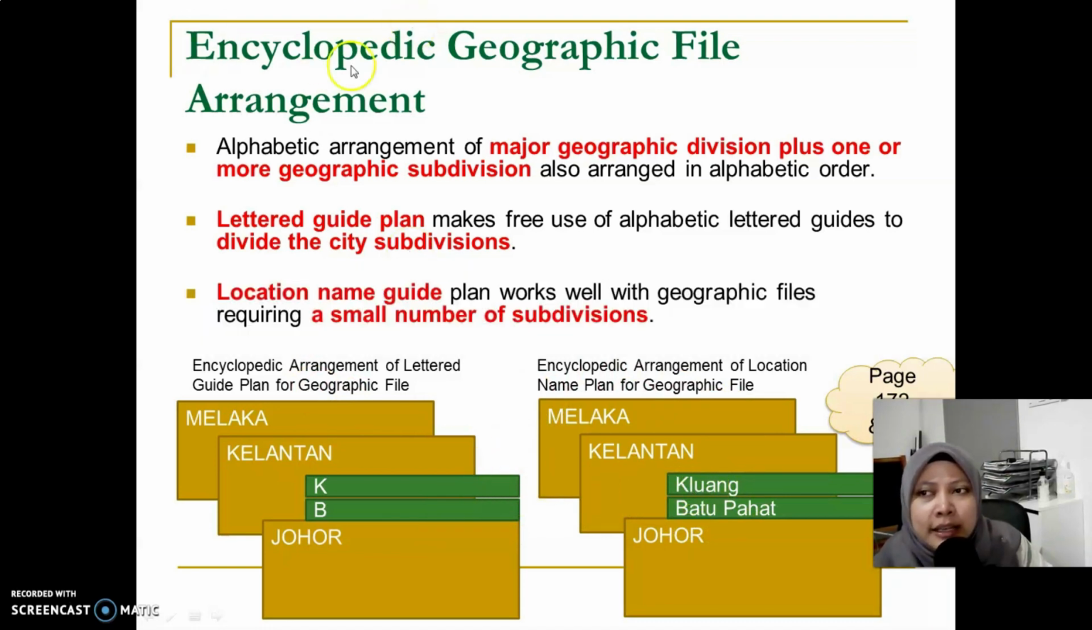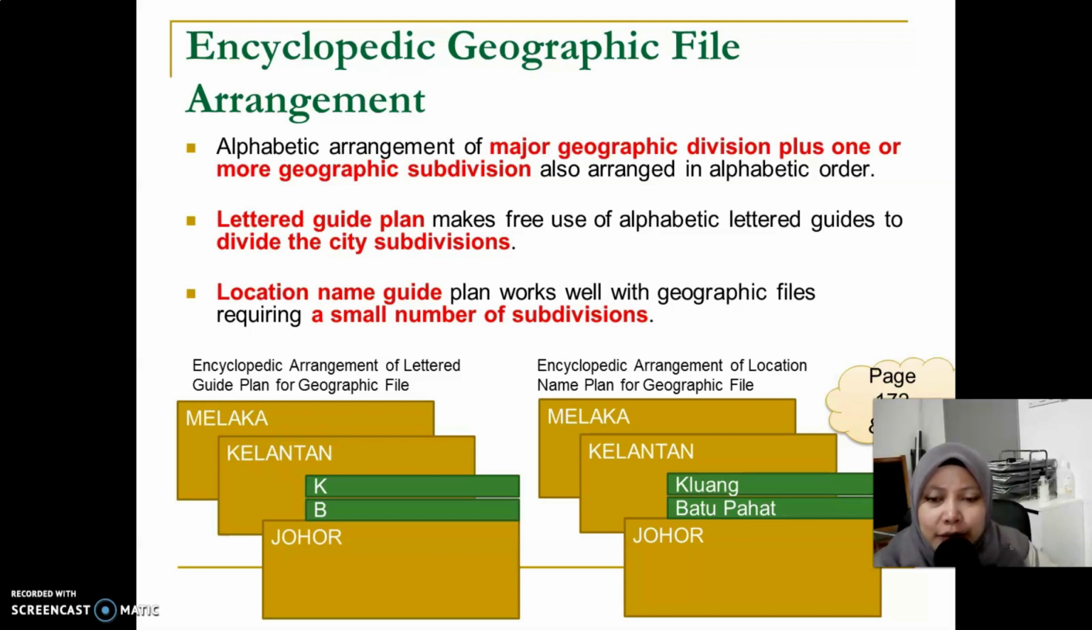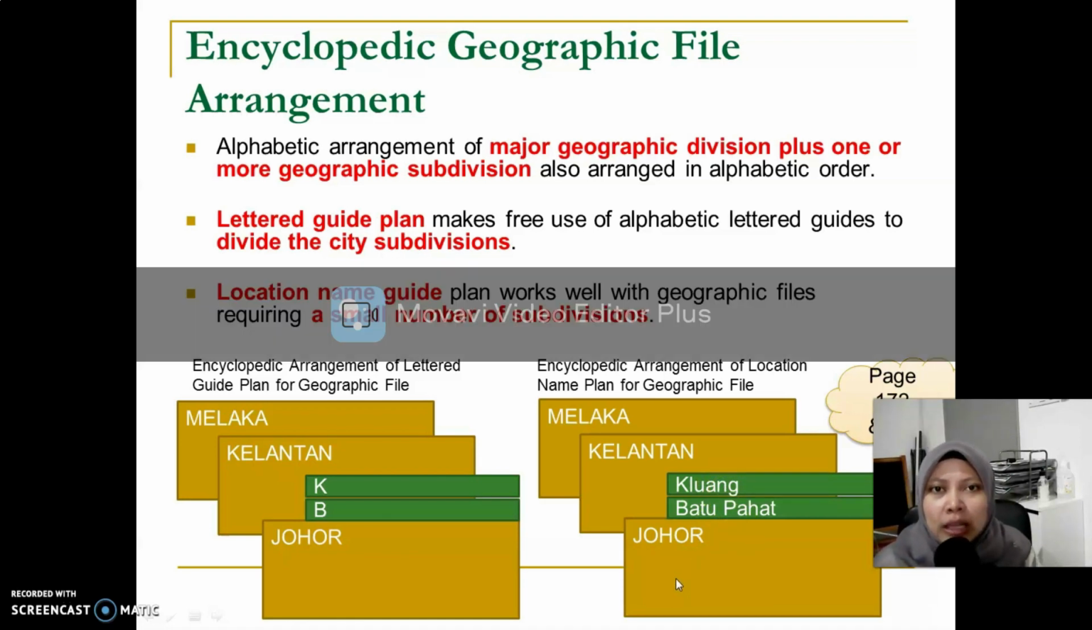The encyclopedic has more than one geographic unit. For example, the main one in yellow is the state name. That is the first geographic unit. Then, plus the subdivisions of the geographic unit, for example under Johor, we have the district of Batu Pahat and Kluang. So it is divided into smaller geographic filing. That is what we call encyclopedic.